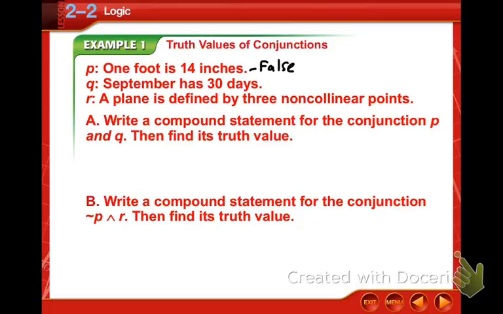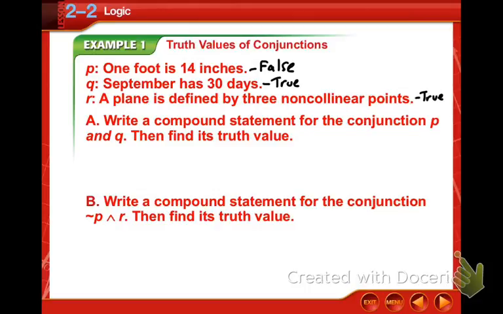September has 30 days. If you don't know, 30 days have September, April, June, and November. So the very first one is September in that little phrase, and so that one is true. September does have 30 days. And then the last one, a plane is defined as 3 non-collinear points. That's something we've been looking at in class. That is true as well.